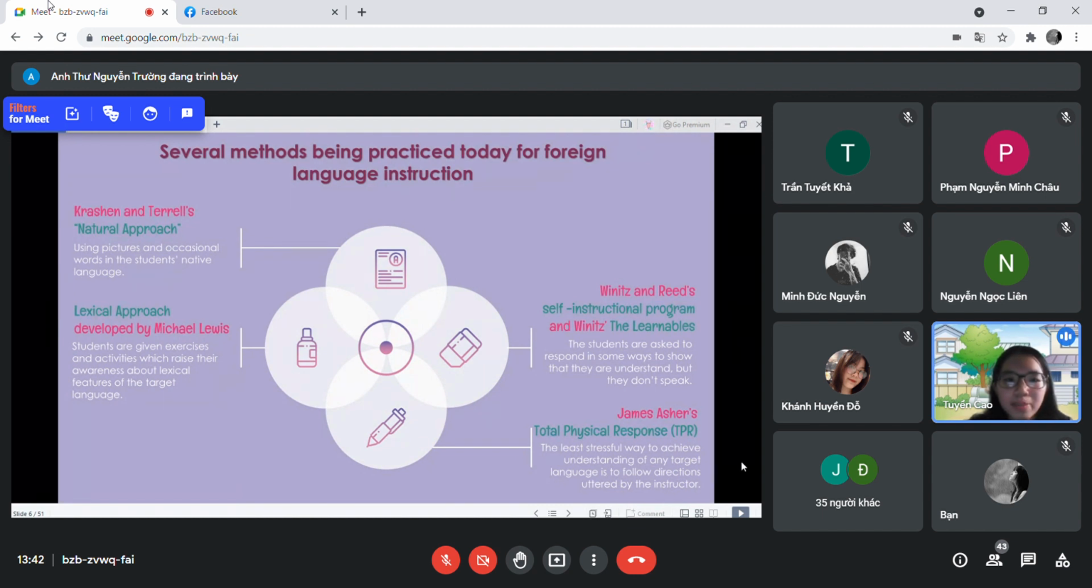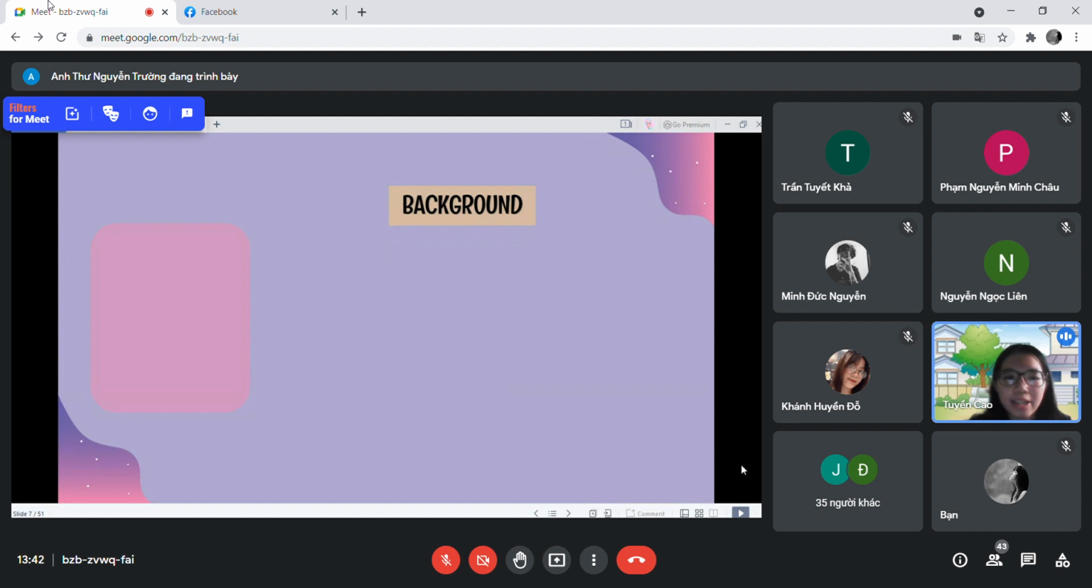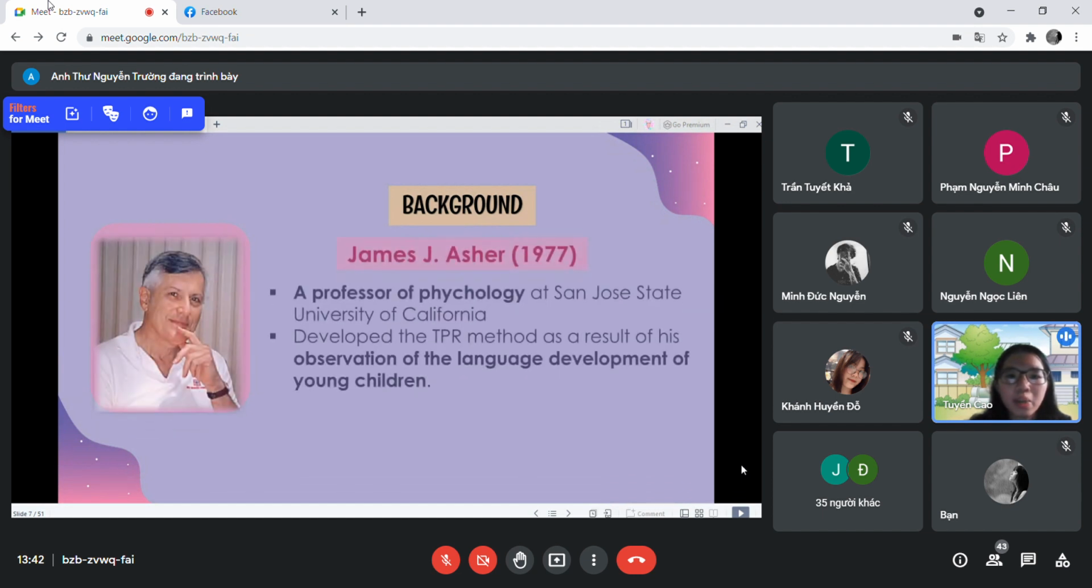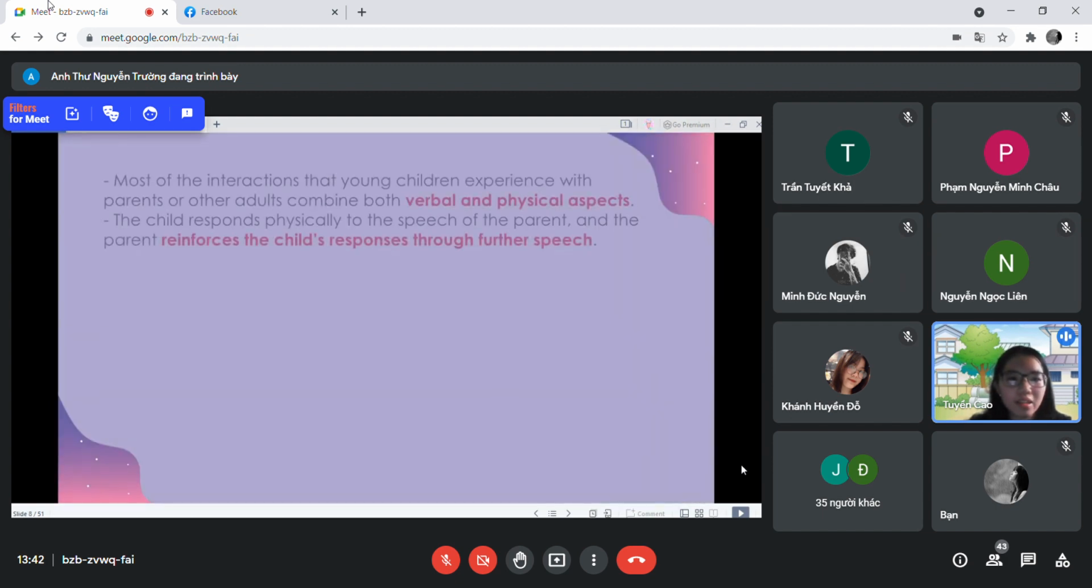Based on this research, the least stressful way to achieve understanding of any target language is to follow the directions uttered by the instructor. In our presentation, we would like to report on TPR, which was presented by a professor of psychology at San Jose State University in California. He developed the TPR method as a result of his observation of the language development of young children. So let's take a closer look at this method.